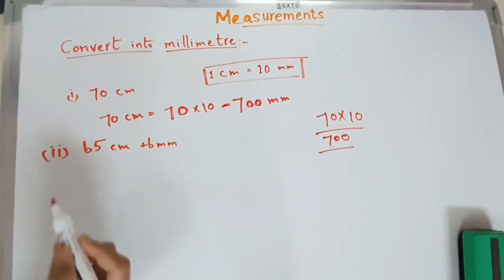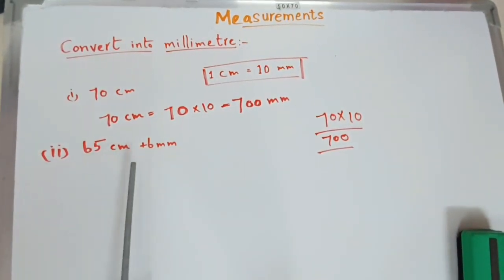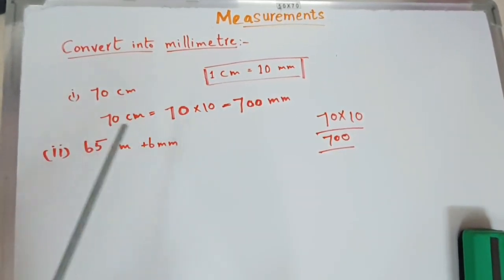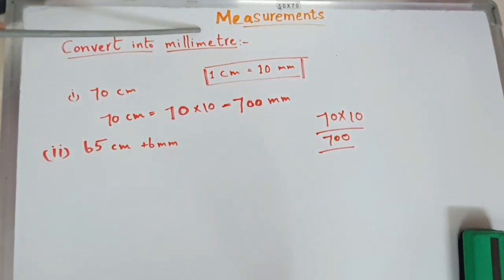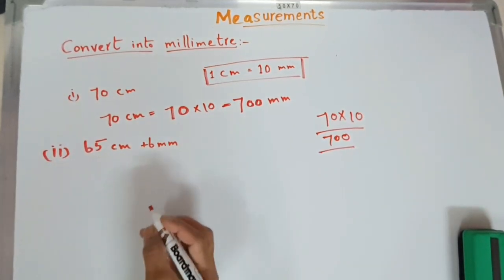Look at this example, children. The second, 65 centimeter plus 6 millimeter. What is our question here? We have to convert into millimeter. So first we have to convert 65 centimeter into millimeter. Then we have to add 6 millimeter to our answer. Then we will write this much millimeter. Okay, let us see how it is possible.